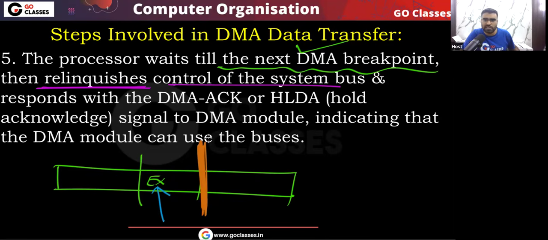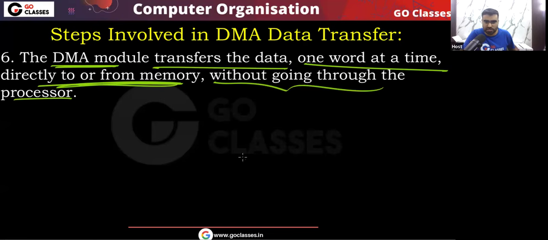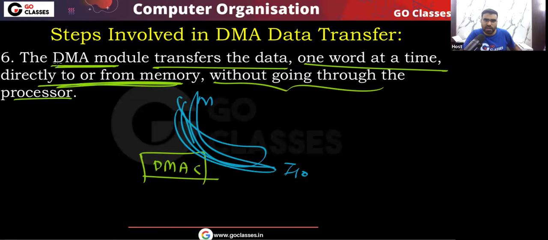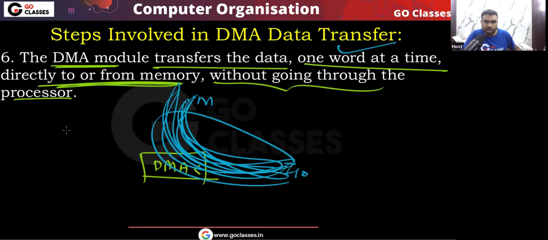These are the breakpoints. So at this breakpoint, what will the CPU do? The CPU will relinquish control of the system bus, and it will send an acknowledgement signal, hold acknowledgement, or I can say DMA acknowledgement signal, to the DMA module, indicating that now you can become the master of the system bus. Now the DMA module is the master of the system bus. So the DMA module will transfer the data one word at a time, to or from the main memory, without going through the processor. It will do the direct data transfer between the IO device and main memory. Is this clear? One word at a time, the direct data transfer will happen without going through the CPU.